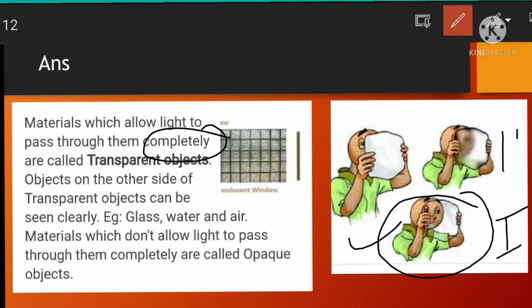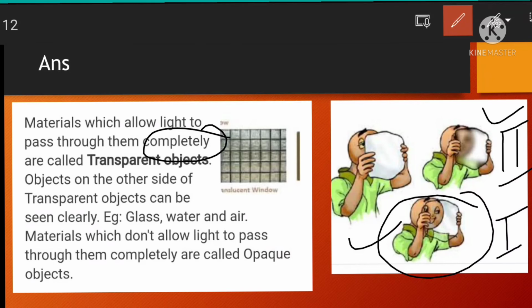In the second case, you can see the face but it is a little bit blurred. So transparent can be your glass, can be water, air, they all are transparent through which we can see things clearly. Fine. Whereas when you come to the second one, glasses, fog, butter paper, they are the best examples of translucent.